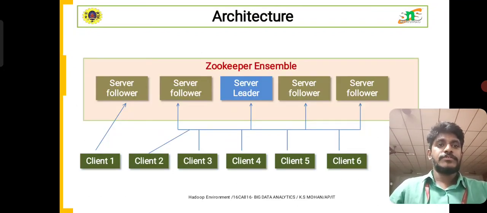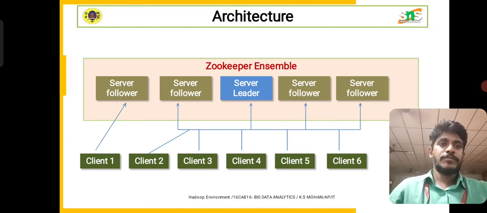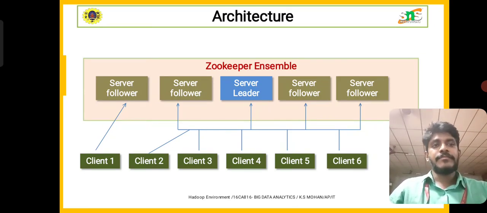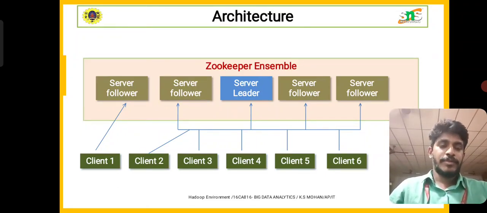So in the architecture, the ZooKeeper ensemble has a server follower, client 1, client 2, a server leader, server followers, and clients 1 to 6. So n number of clients can be served by the server followers, and the server leader will be interconnected with these kinds of clients, and easily followed by the ZooKeeper.